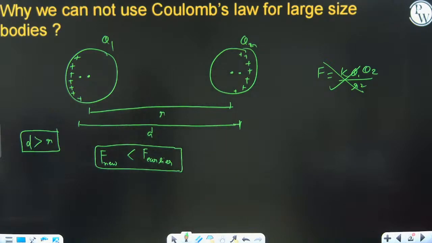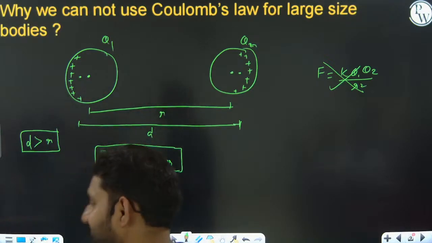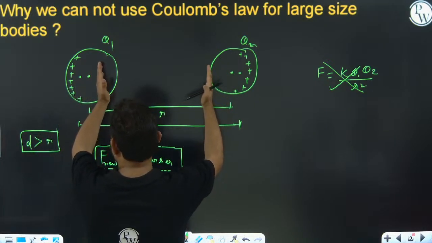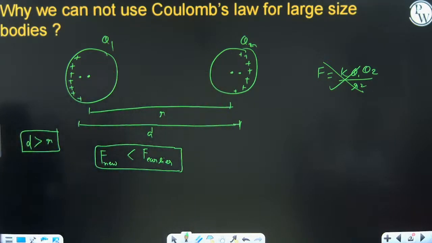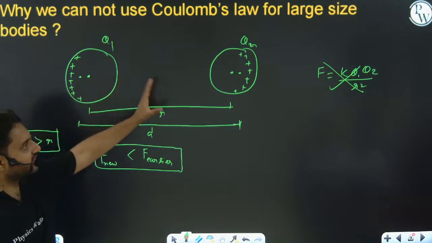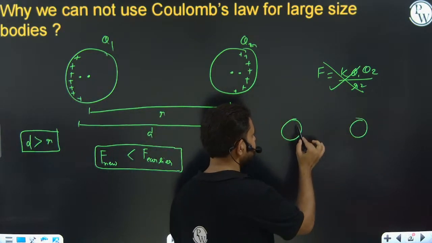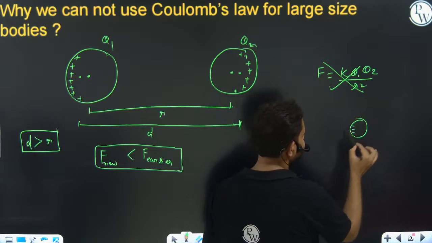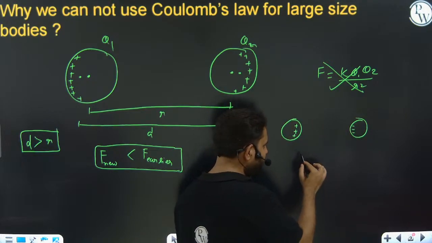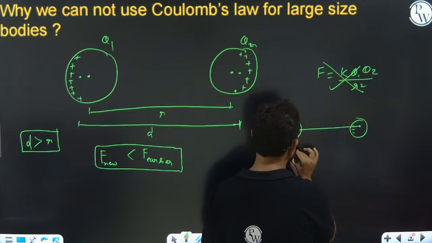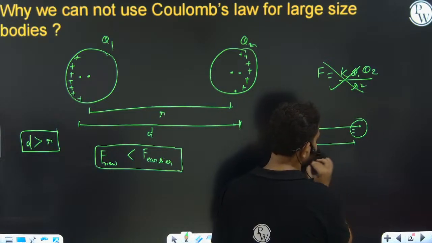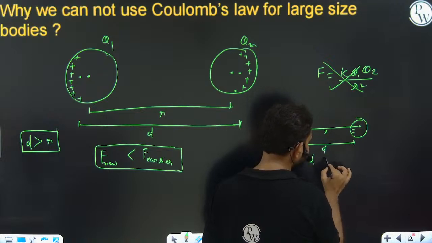Suppose both are charged by opposite charges, then what will happen? Then the charges will be attracted. No, the same thing will not happen. They will shift closer instead of going farther, because positive charge will attract the negative charge. If I take the spheres of two different charges, this will be positive and this will be negative. So now the center of charge distance has reduced. This is r, this is d. d is smaller than r.